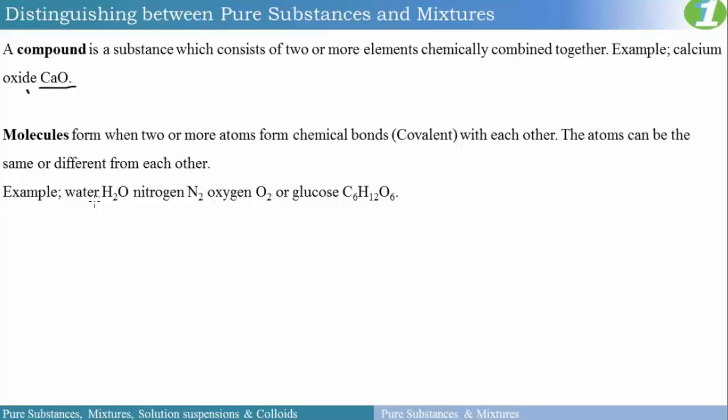Here we have some examples. Water would be a liquid, which is a molecule. N2, which is nitrogen, is also a molecule, and it is covalently bonded. Oxygen is also covalently bonded, and glucose. So these are all examples of molecules which are covalently bonded, and they can be either liquids or gases.